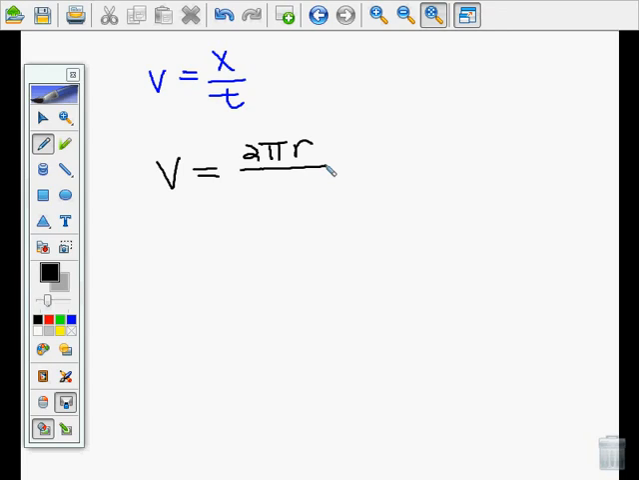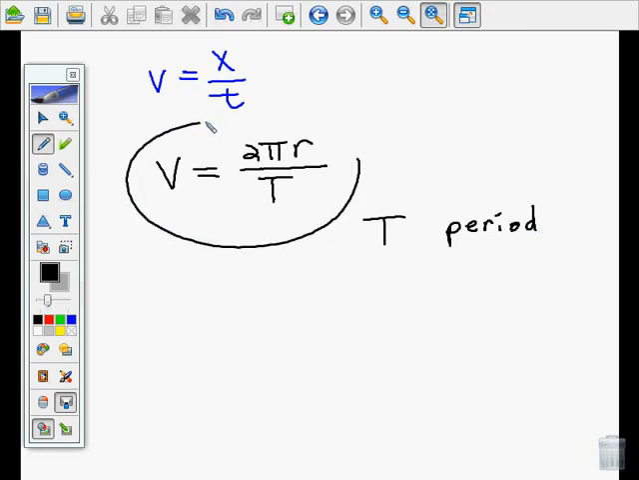But that's a special time, and it has the symbol capital T. Capital T is the time all the way around the circle, and it's referred to as the period. The time for one complete cycle. So there's the new look when we want to calculate how fast the object is moving when it's experiencing uniform circular motion.